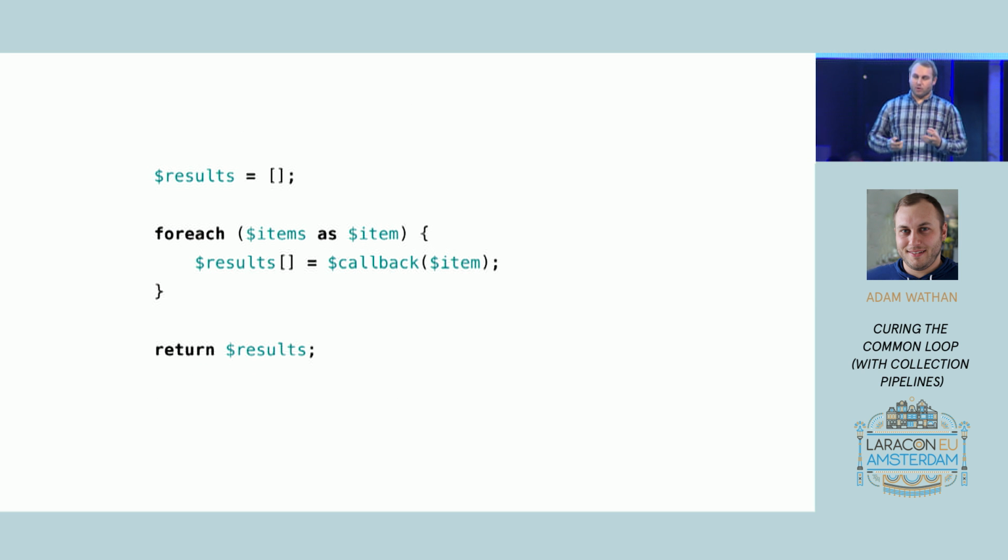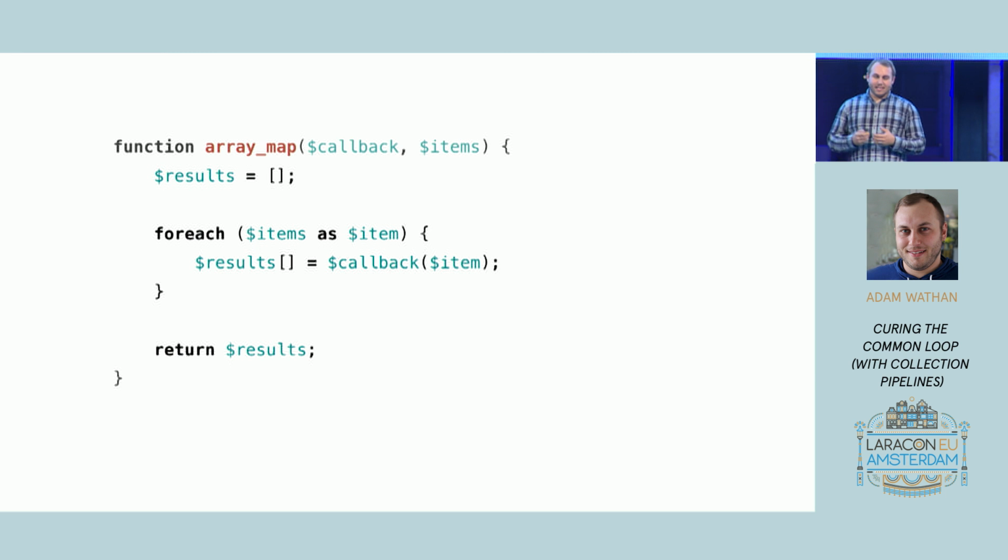If we take this piece of code and wrap it in a function, we've essentially implemented array map from first principles.